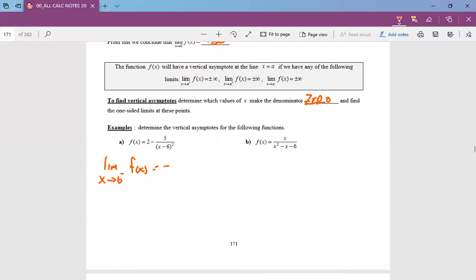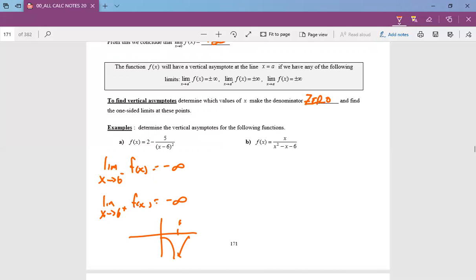And so here we have our limit as x goes to 6, but from above, of course, it's going to be 2 minus, again, 2 minus positive infinity, which makes this equal to negative infinity also. So we have a vertical asymptote at 6. I don't know what the rest of this looks like, but at 6, this function will be doing this.